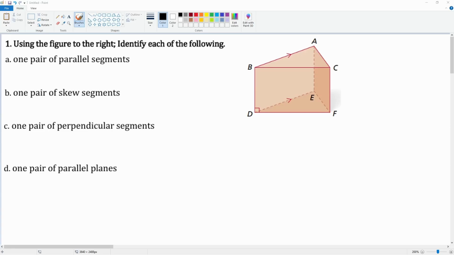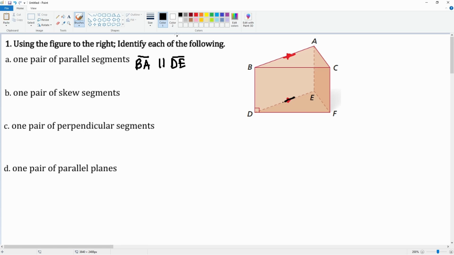Number one, you're asked to use the figure to the right to identify each of the following. You would like to identify a pair of parallel segments. Parallel segments, you want to look at the arrow symbol. So it looks like this segment and this segment. This segment that it's running across looks like it is going to be segment BA, which is going to be parallel to the segment that's running right here, DE.